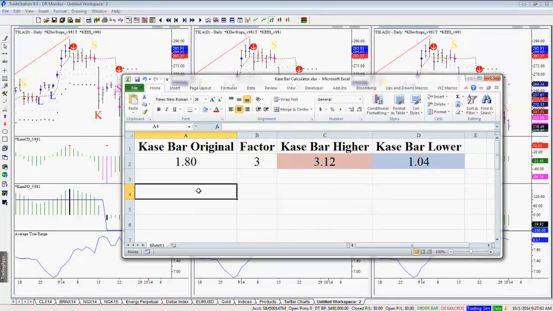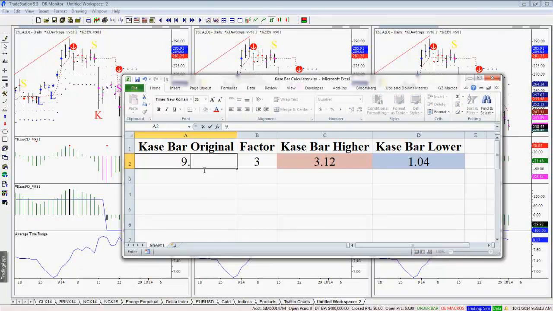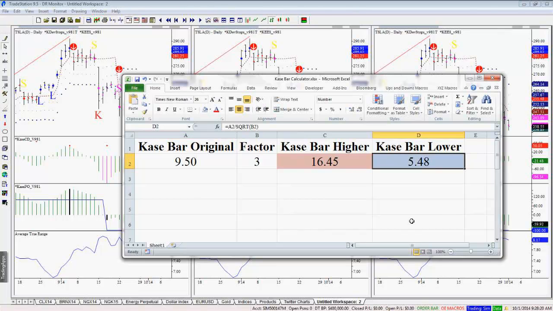Now, something we've talked about in the past is that volatility is related to the square root of time. So if we want the factor to be 3, meaning that we want our higher bar lengths to be 3 times the size, or 3 times the risk, more importantly, then we can divide by or multiply by the square root of 3. All right, so if I'm looking at 9.5 points on the daily chart, if I want something a little lower than that, it's going to be about 5.5 points.